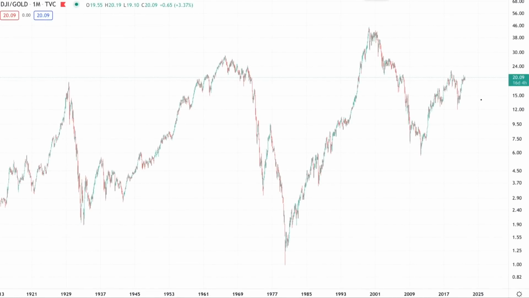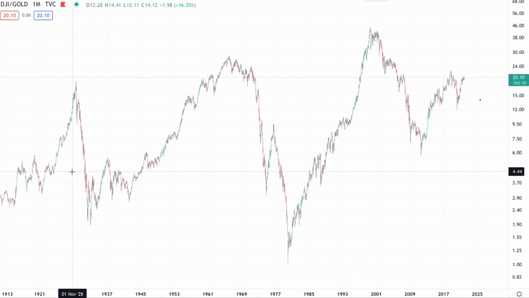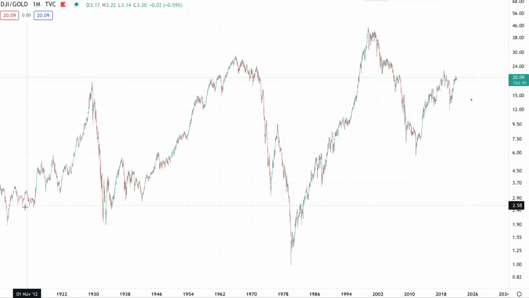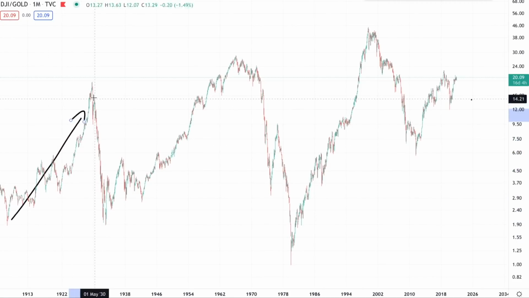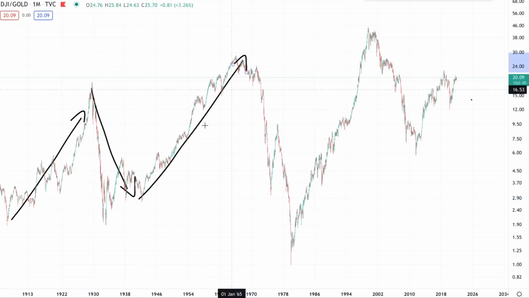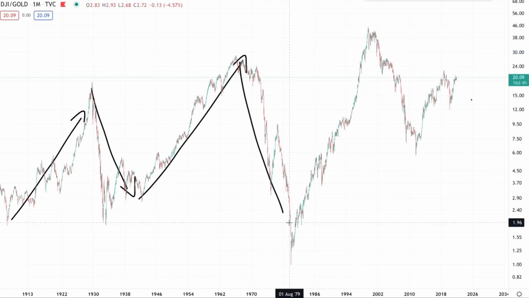All right, so the Dow to gold ratio, this is a chart that goes back to the 1900s. It shows you periods where you have the stock market outperform all the way till 1929. Then you have periods where gold outperforms, periods where stocks outperformed in the 1940s and 1950s. And so it really gives you those risk off periods in the market and risk on periods.